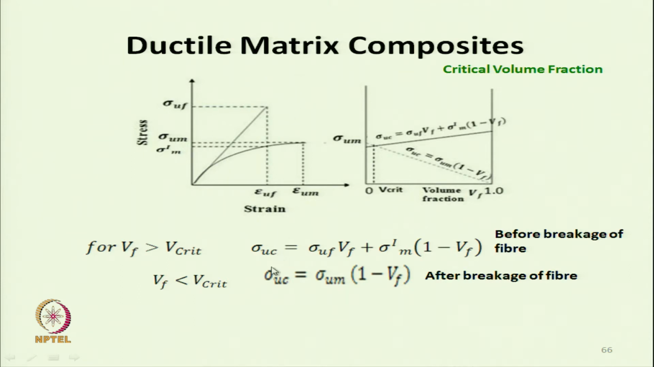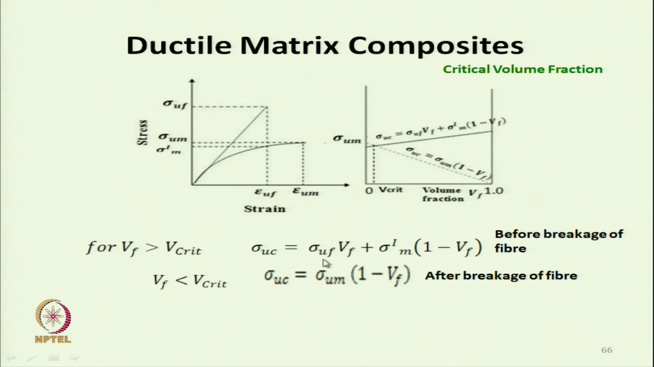In that case, ultimate stress of composite is given by the ultimate stress of fiber, because fibers are breaking, ultimate stress of fiber multiplied by volume fraction of fiber, plus, this is the stress carried by the fiber, and at that point the stress shared by the matrix is sigma dash m, multiplied by volume fraction of matrix. This situation is before the breakage of the fiber.